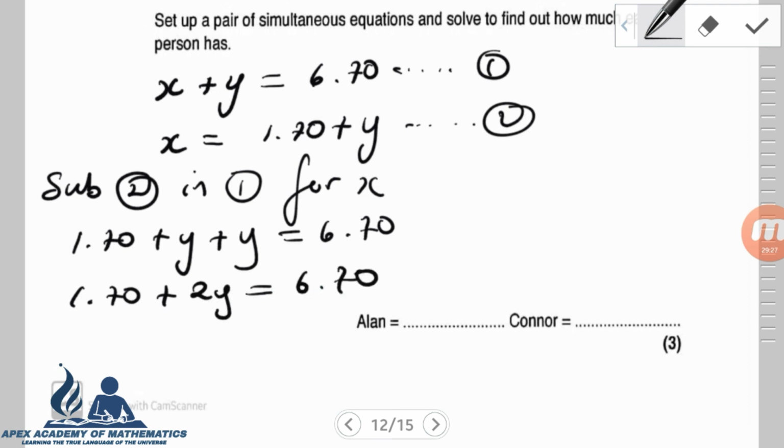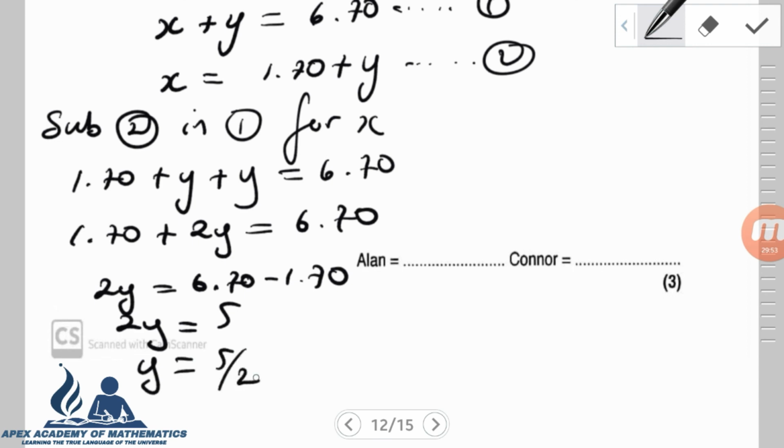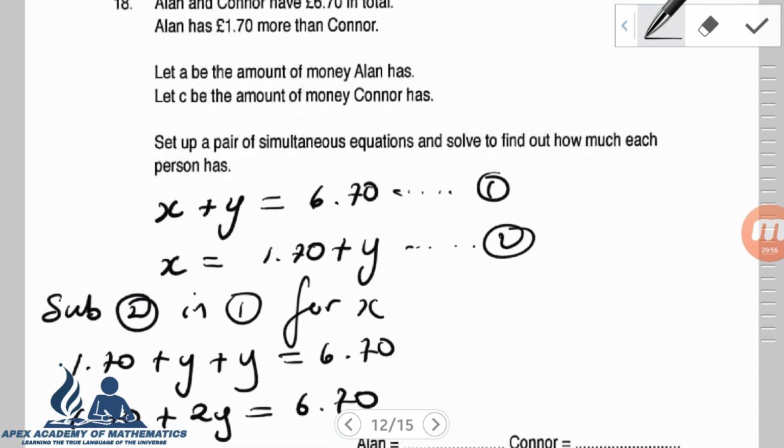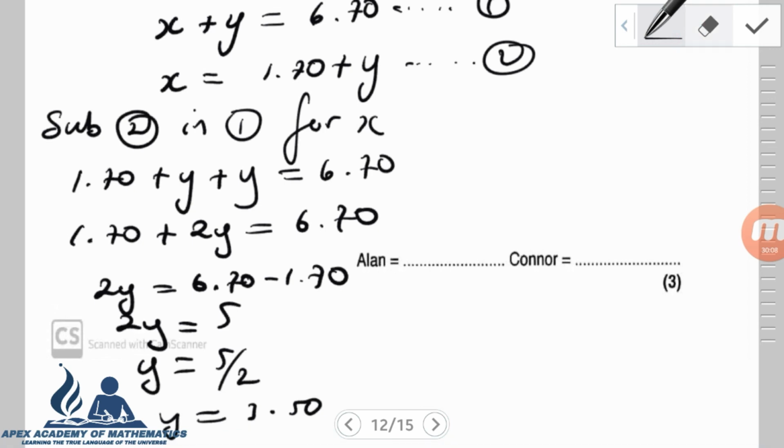Easily now we can just transpose this 1.70 to the other side. So we have 2Y is equal to £6.70 minus £1.70, and that's going to give us £5. If we divide both sides by 2, we're going to get Y, which is what Connor has. 5 divided by 2 is actually £2 and 50 pence. So Connor has £2 and 50 pence.